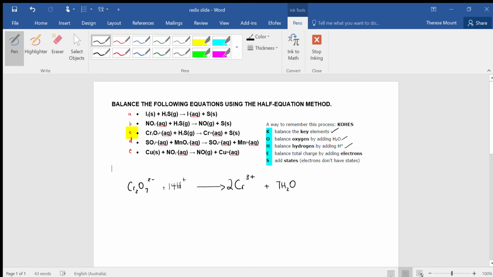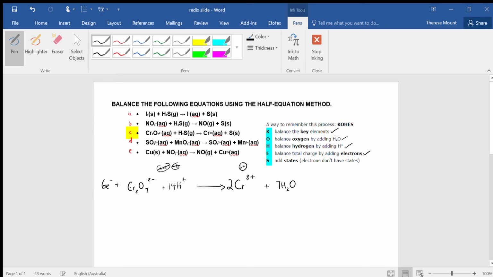So I need to balance out the charges. I've got a 14+ charge minus 2, so I've got a +12 charge on this side. And on this side I've got 2 lots of 3+, so I've got a 6+ charge. I need to balance these charges, and the only way I can do that is to add electrons. So I need to decide what side to add electrons to. If I add 6 electrons to this side, it's going to bring that charge down to +6, balancing the charges, so that's good.